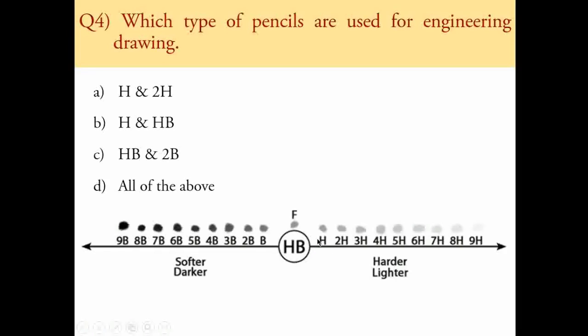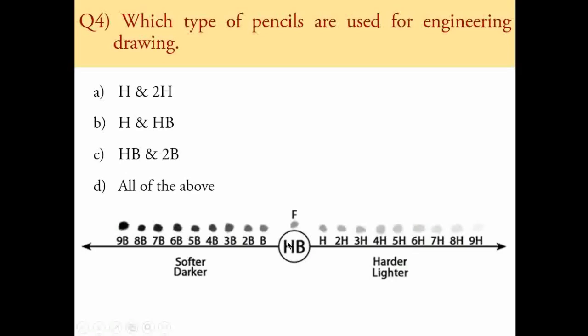These are nothing but H grade pencils, and the value in front of the H indicates the hardness of the pencil. H stands for harder, and a harder pencil means it is a lighter one. You can observe the shades also represented here. So for an H grade pencil, what is the shade? It is going to be fainter towards the right side.